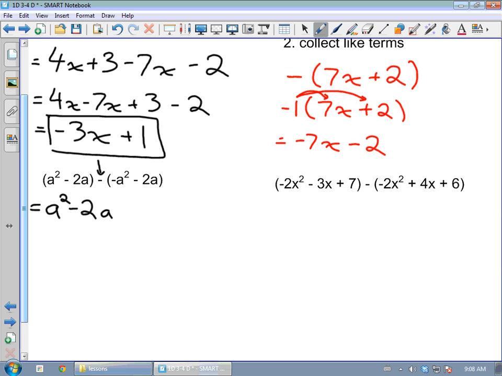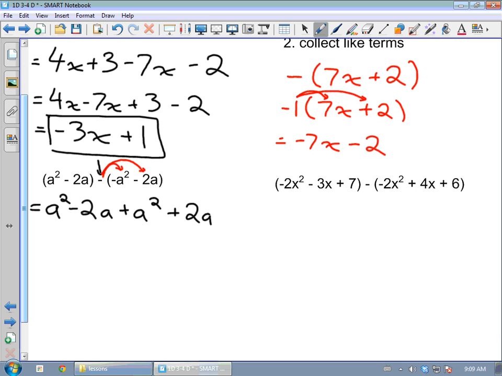And now I'm going to do this multiplication. Okay, I'm going to take negative 1, multiply it by negative a squared. I've got a negative times a negative, so I'm going to end up with a positive a squared. Same thing for the next term. Negative times negative 2a is negative times a negative, so I'm going to end up with a positive 2a. And then I can collect my like terms together.